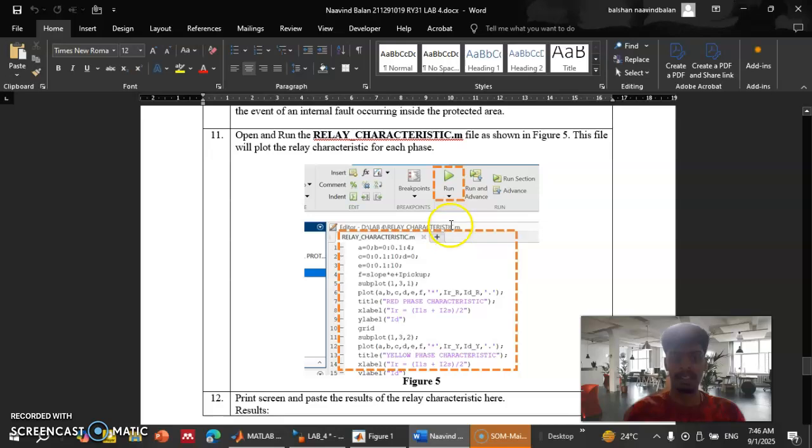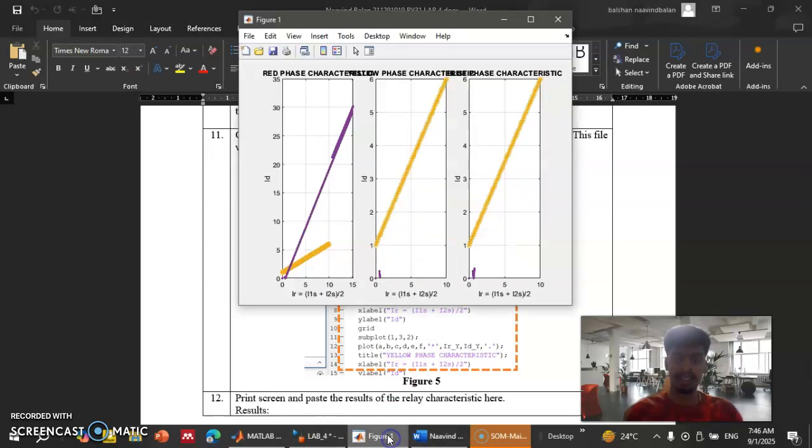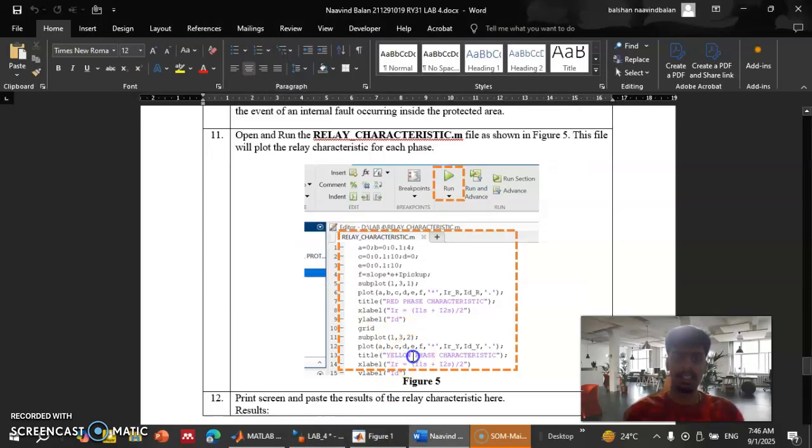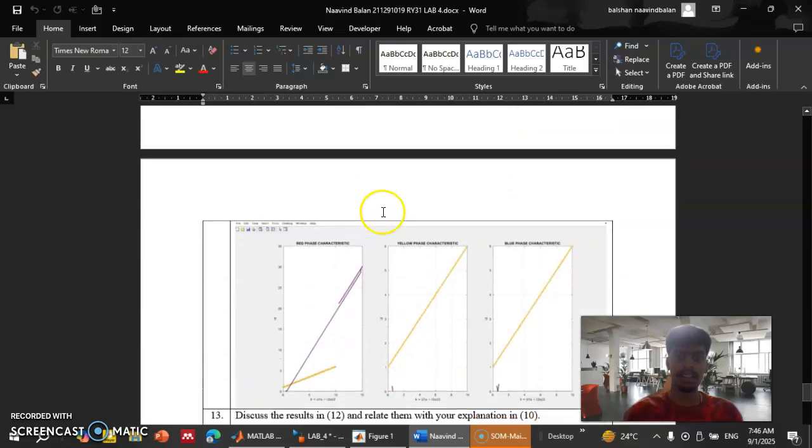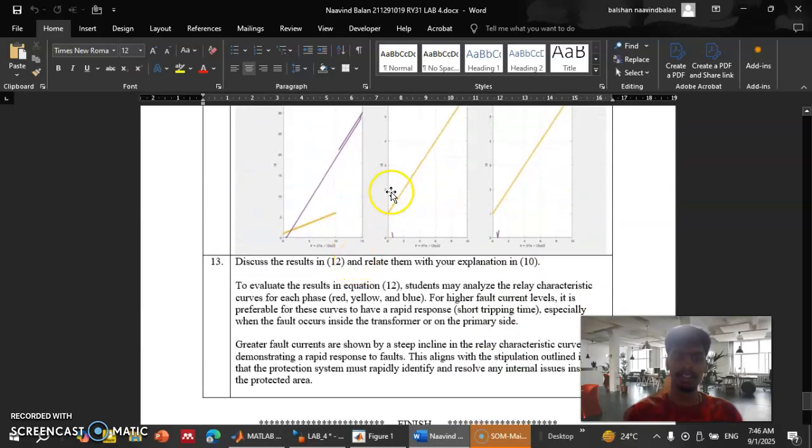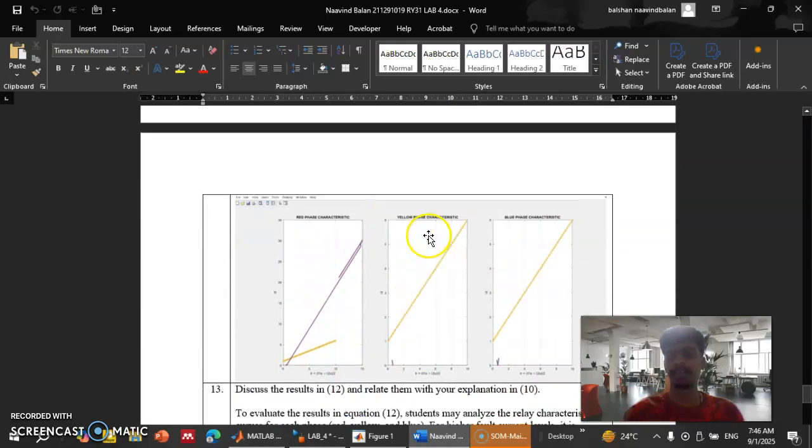Once I run the relay characteristics, I will get the value of this. Then I will print screen and paste it here. So that's all from me.